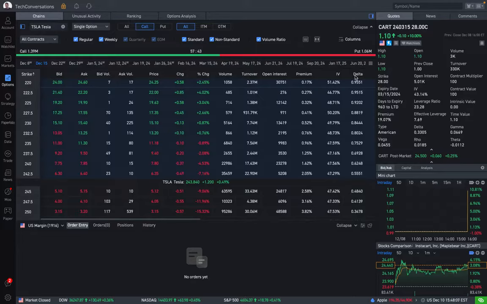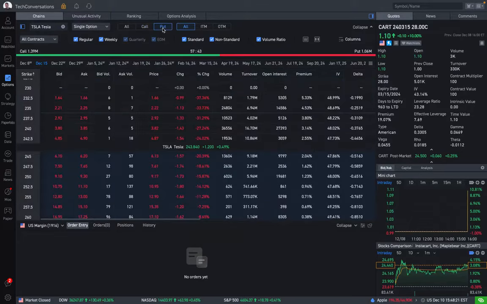Now, on the other side of calls, because remember, calls is a bullish strategy, meaning you want the price of a stock to go up, on the other side of that, we have put options. So again, we can go up here and switch over to puts. Remember, puts are a bearish strategy, meaning you want the price of the stock to go down here.